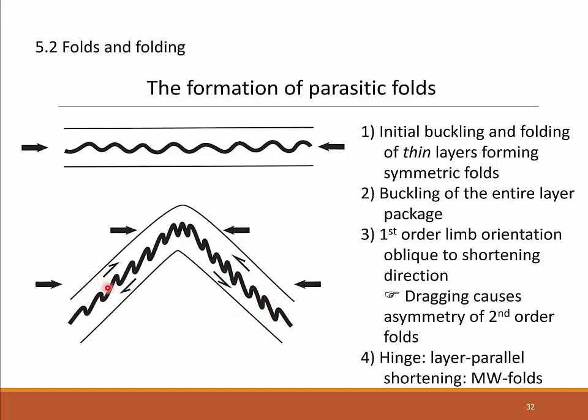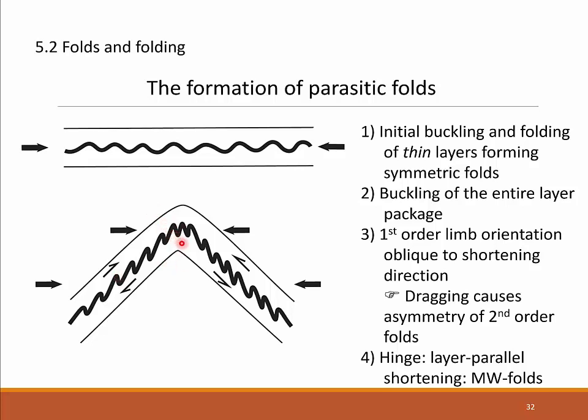In this case here, top to the right, on the opposite limb, top to the left. This shear strain will have a dragging effect on the folds, which initially were symmetric. And the asymmetry of these folds is opposite on either limb. We see here a long, short limb geometry that is just mirrored and opposite on the other limb. Here again, long and short limb geometries, just mirrored compared to the limb on the left-hand side.